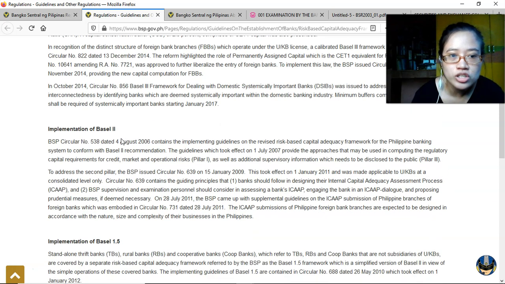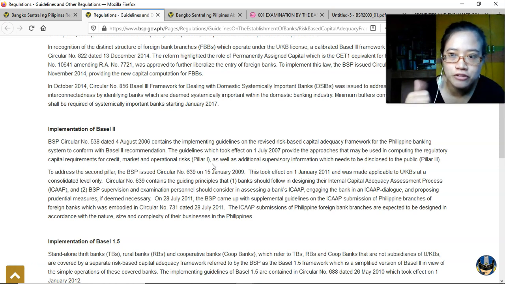Okay. Implementation of Basel II: BSP Circular Number 538 dated August 4, 2006 contains the implementing guidelines on the revised risk-based capital adequacy framework for the Philippine banking system to conform with Basel II recommendation. It's actually Basel guidelines. These are normally adopted all over the world, right? The guidelines, which took effect on July 1, 2007, provide approaches that may be used in computing the regulatory capital requirements for credit, market and operational risk.